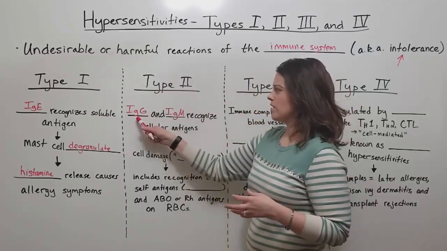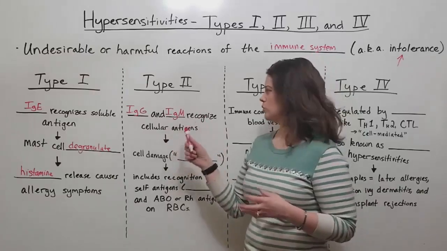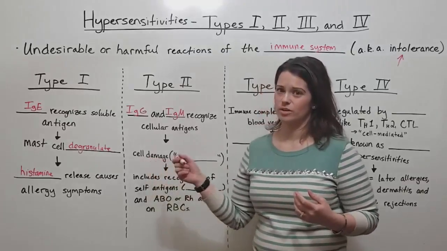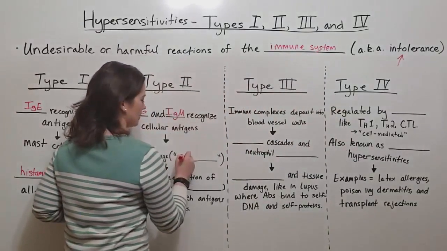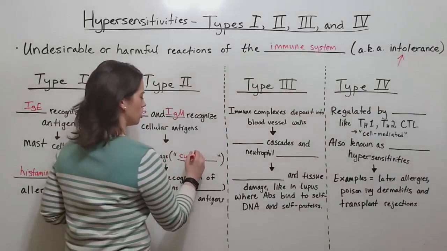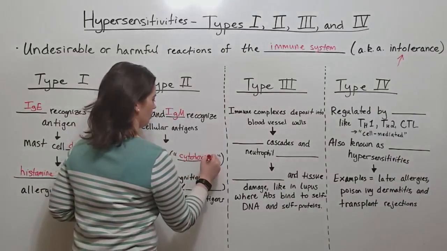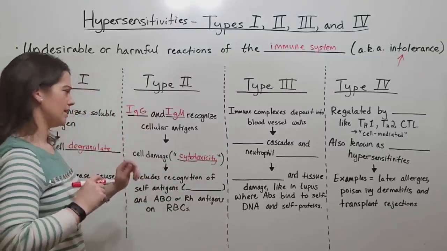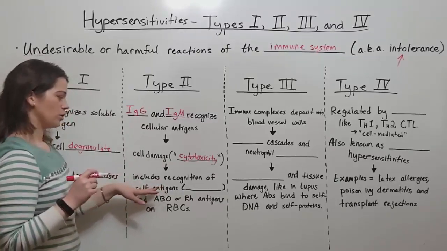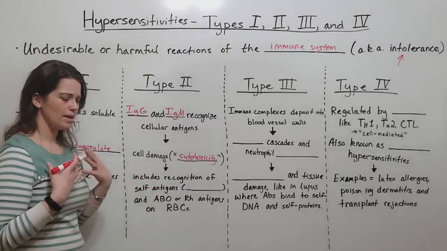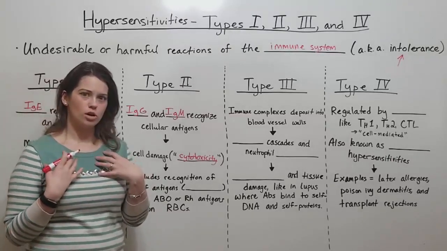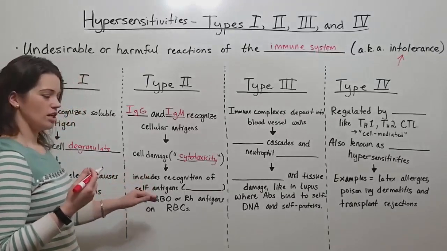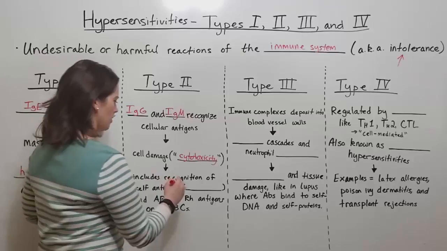And what this does is when these antibodies recognize and bind to cellular antigens, they're essentially binding to cells and causing a lot of damage to those cells. This can be termed cytotoxicity, cyto for cell. So cytotoxicity is when cells are being damaged. Some examples of type 2 hypersensitivities are the recognition of certain self-antigens. Self-antigens means something that belongs to the host that is not a foreign entity. And this results in conditions known as autoimmune disorders or autoimmunity.